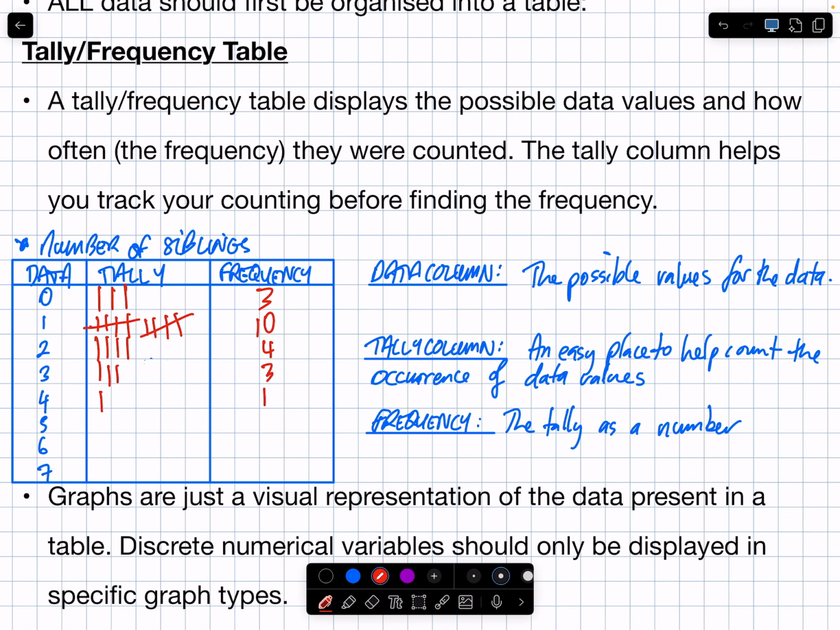I'll give you some time to get down what you need here. This is an example from our class of a tally frequency table. And then I've explained here what the data column is for. What is the tally column for and what's the frequency for? If you're too good for that information, we'll see when you do your assignment. Give me a couple of minutes.